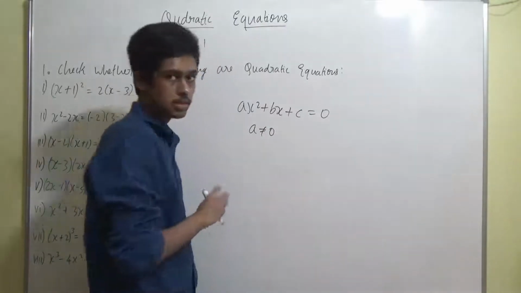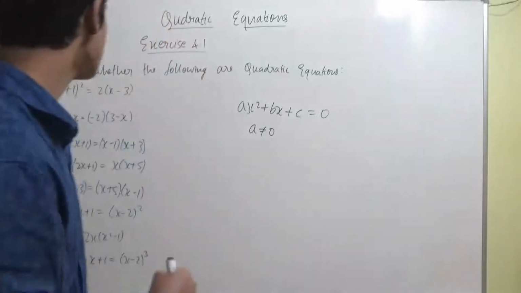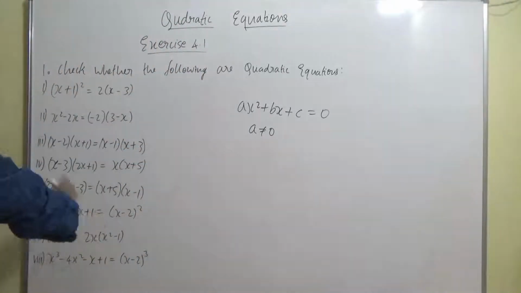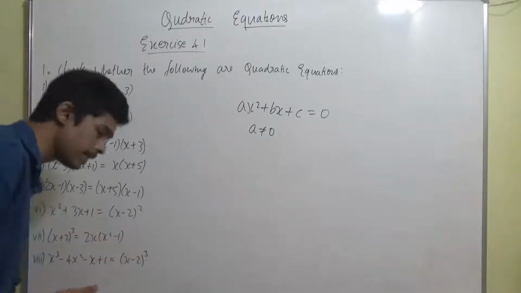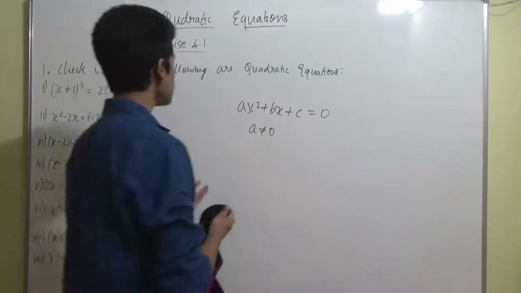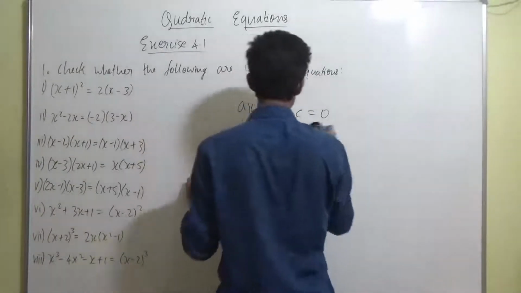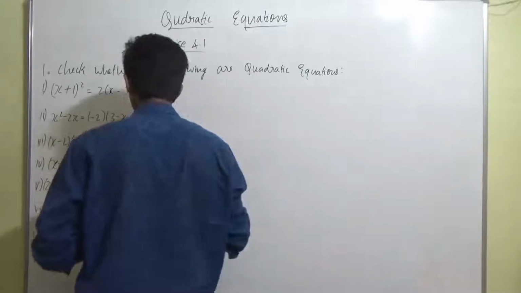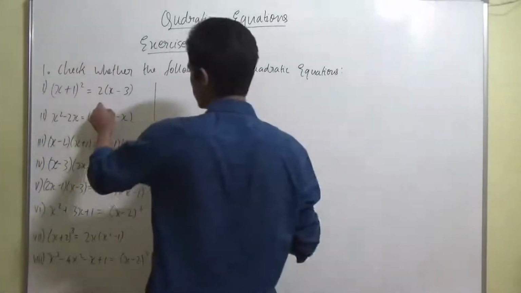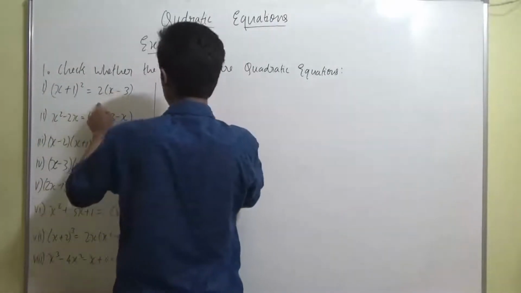Right guys, so we have to check this condition for all these given equations by expanding them. If we get degree 2 in any equation, we will declare that it's a quadratic equation, and if not, we will say it is not a quadratic equation. As simple as that guys. So it's quite easy, so let's go ahead. I'll take the first equation first. After taking the first equation, I'll start expanding it.